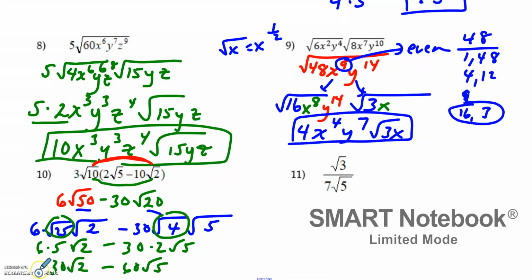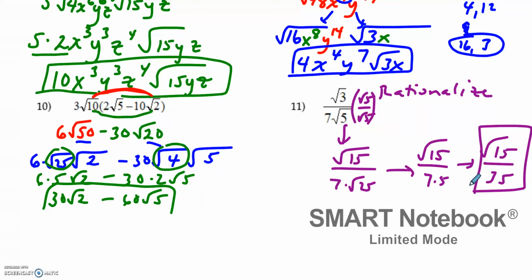In the denominator, I have 7 times root 25. Root 25 is really 5, so I have the square root of 15 over 7 times 5, or even better, the square root of 15 over 35. Now, as tempting as it might be to reduce 15 and 35, I cannot, because root 15 is not a like term with 35, because the 35 does not have a radical. So my final answer is the square root of 15 over 35.